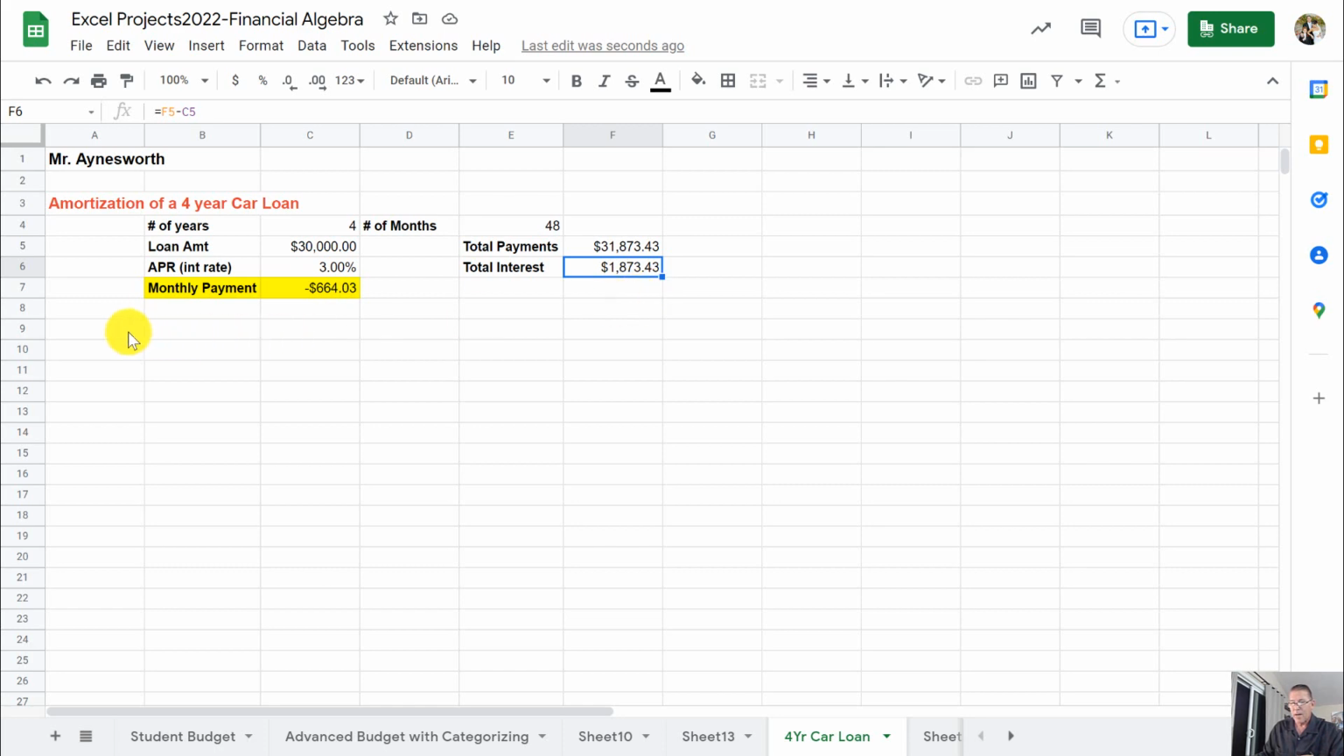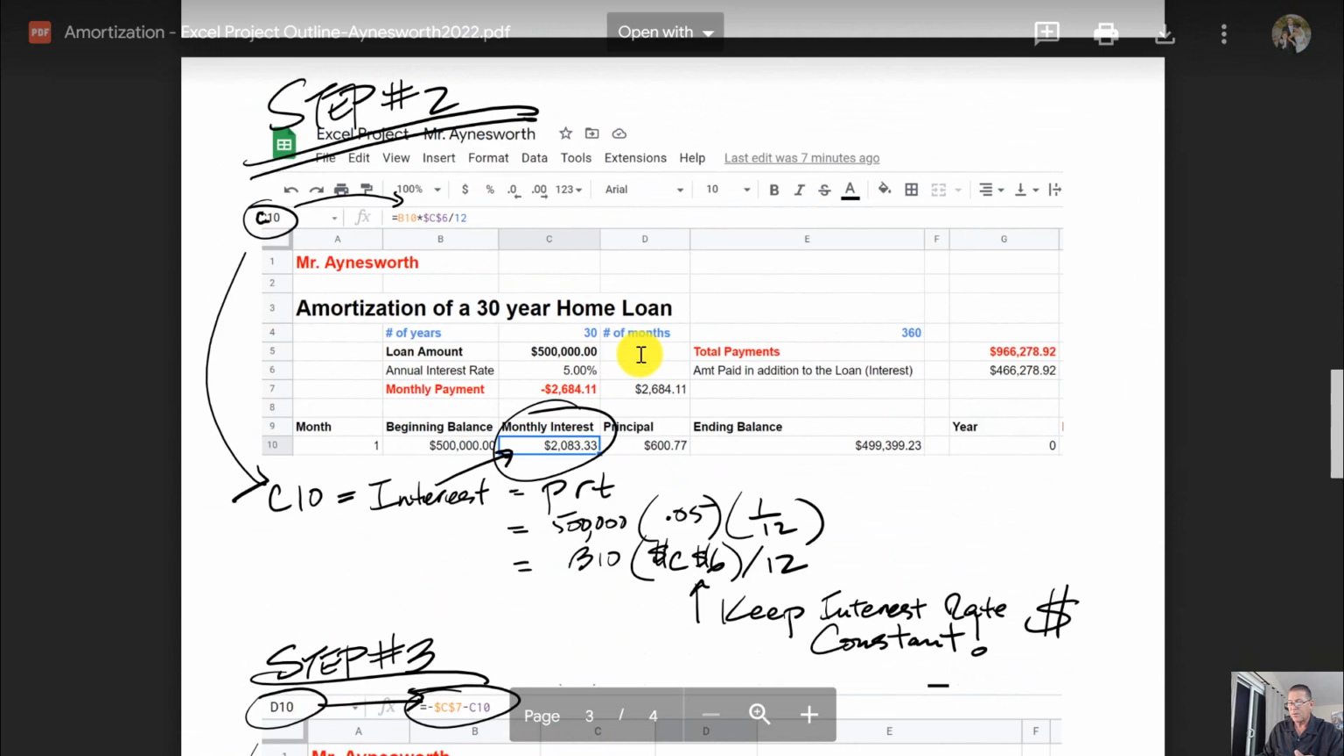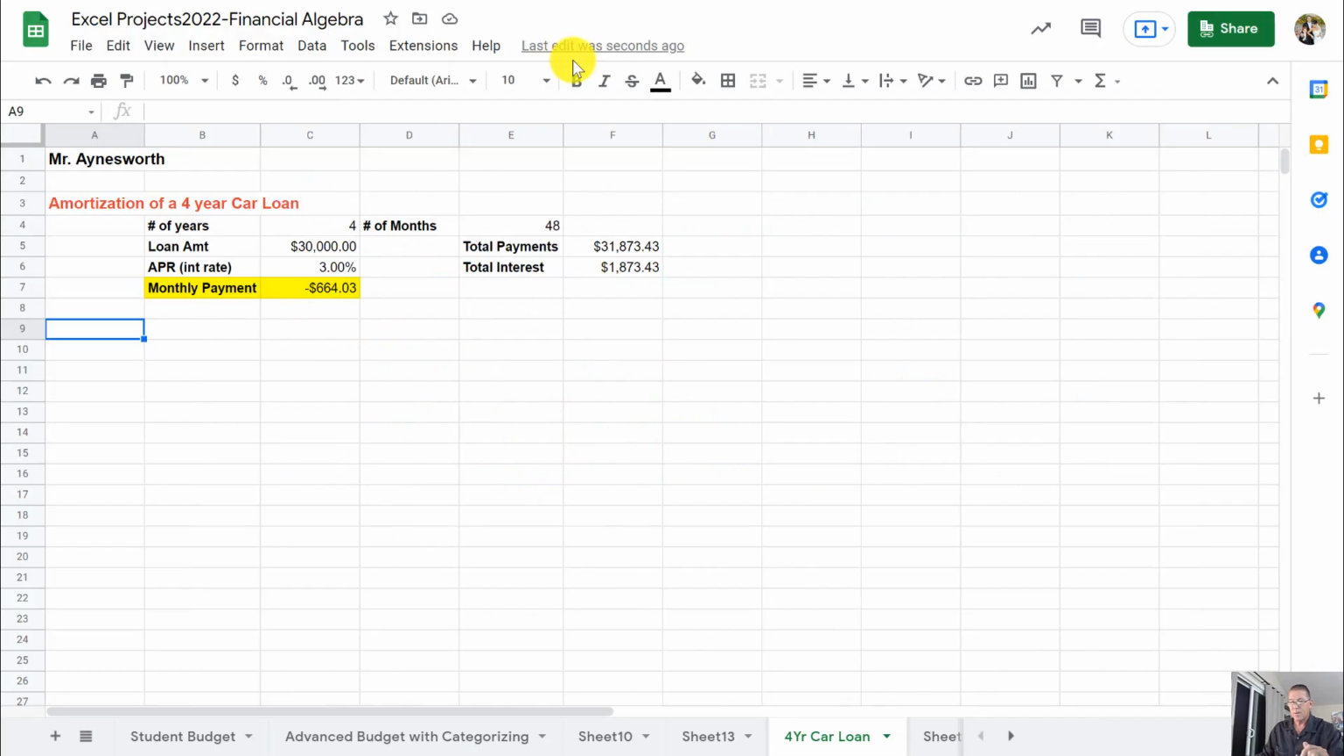Okie dokie. All right, now let's go to step 2. Let's go back to your steps, and let's go to step 2 and type in all these titles, starting with the month. So we have to type in the month number. Go to row 9 here and type in the month.